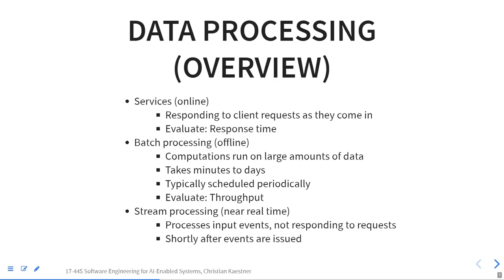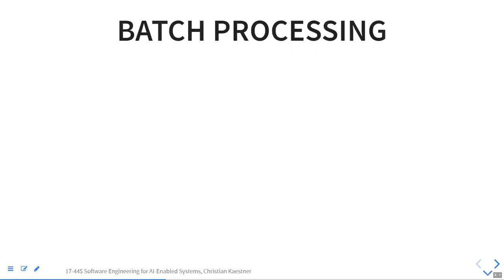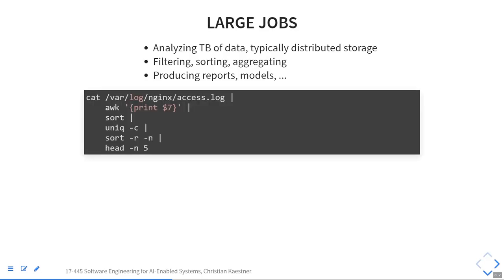I think the service part is easy, right? That's straightforward. Batch processing, I suspect most of you have seen this in one form or another. Let's start with very simple large jobs. Does anybody know what the code here is doing? Can somebody read bash scripts? Roughly, can somebody think aloud? I'm thinking about the first five unique records in this log.